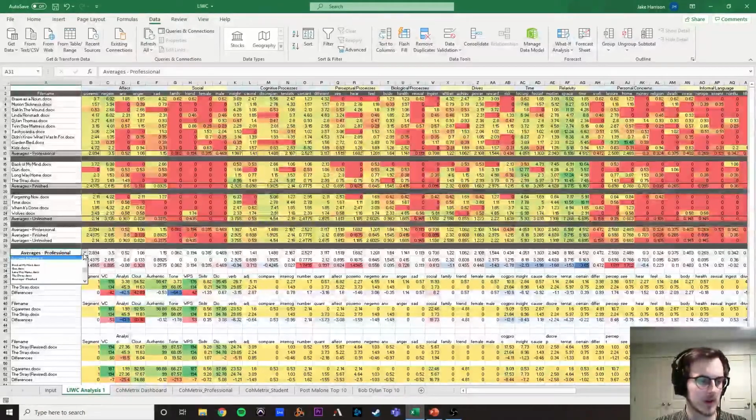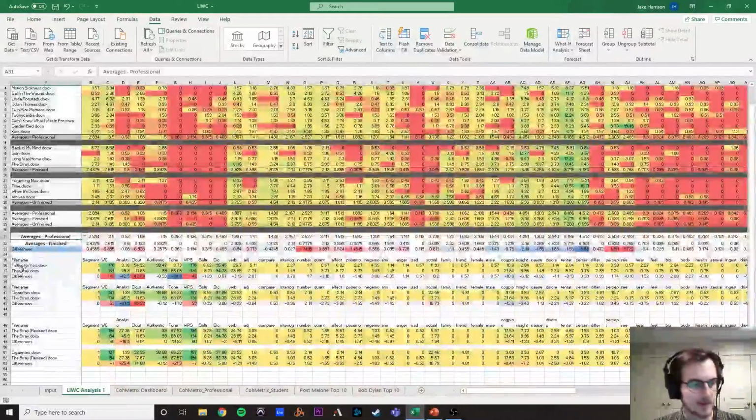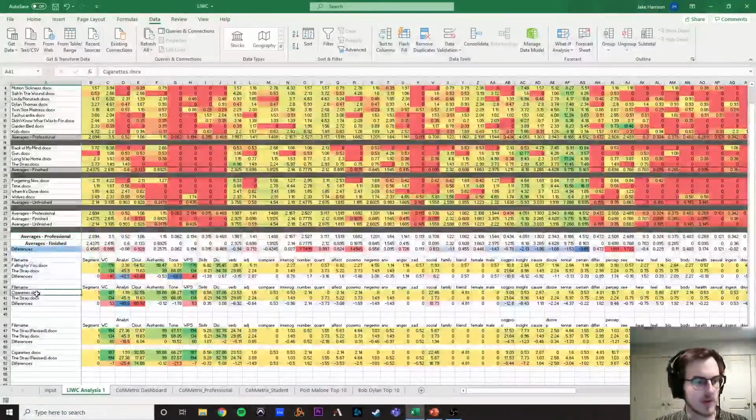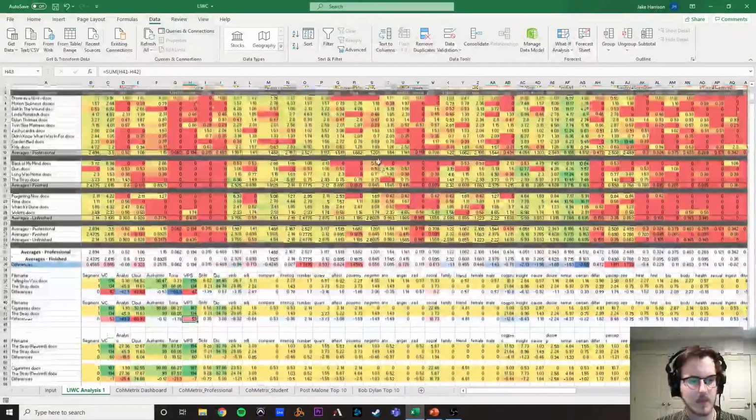But what we want to look at is, I loaded these down here for The Stray. We wanted to compare it to this song called Cigarettes. And highlighted here are the big differences that we found and identified. We'll come back to that.